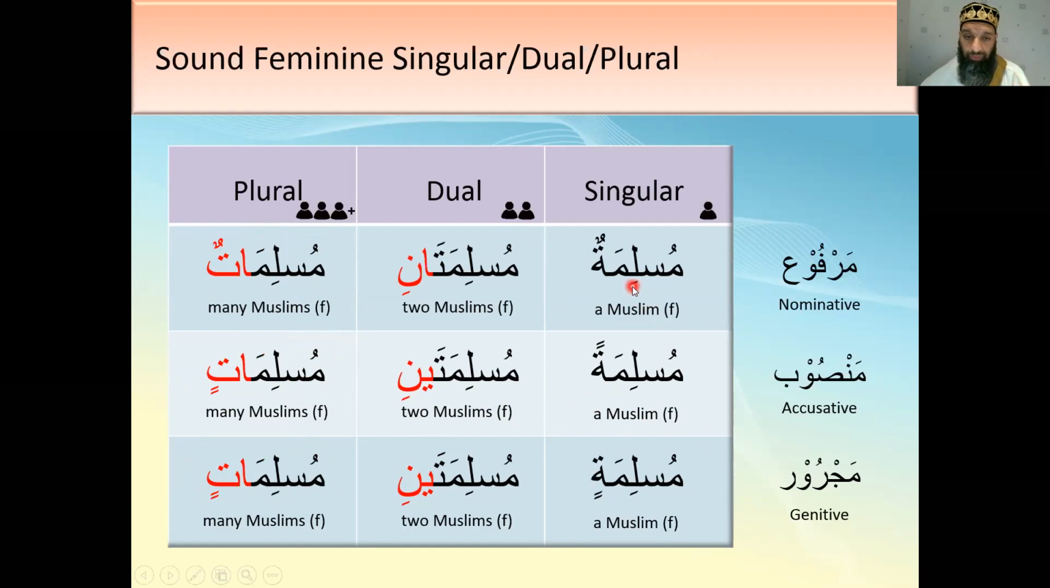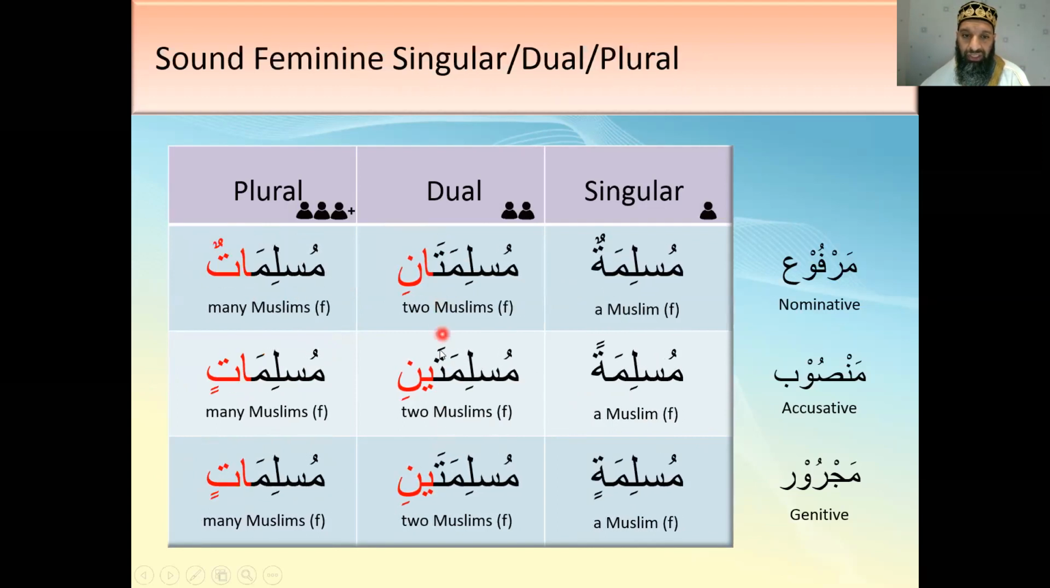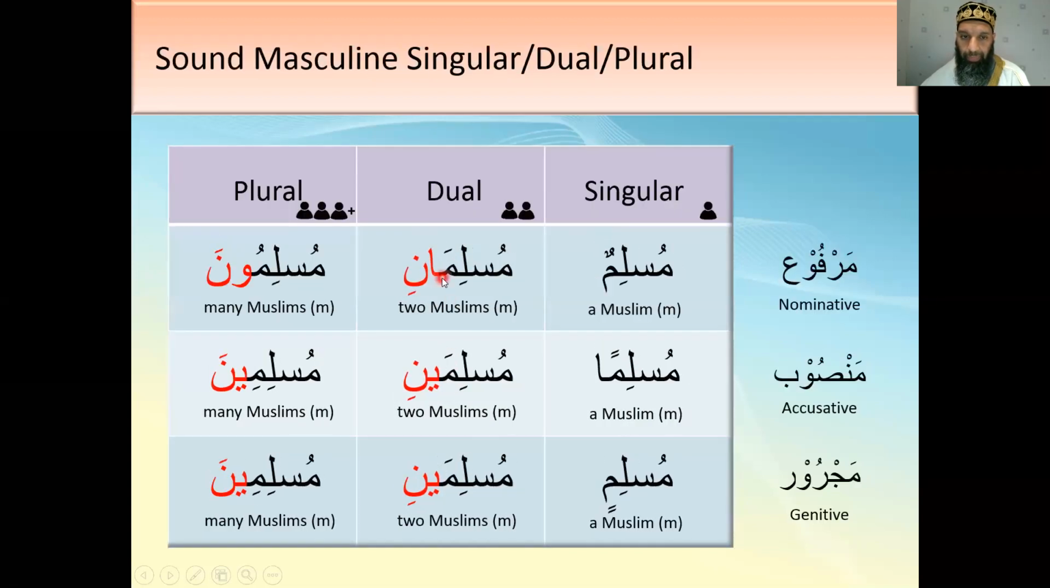This is the feminine one. Similar, ani for marfu, but look at the ending, atun. This is how the masculine looked, this is how the feminine looked. Look at the difference. If you look at the dual column, just the endings are the same. It's just that you've got a ta. Remember the closed ta, that makes it a woman. So that ta is opened up now, right?